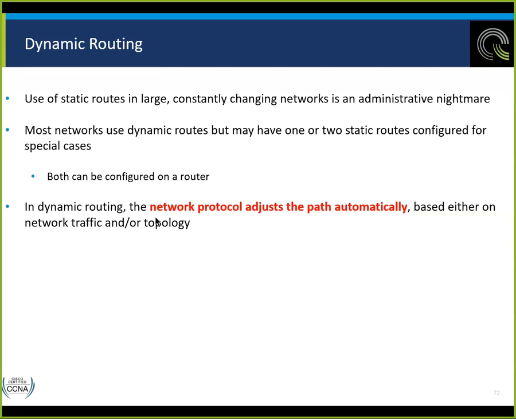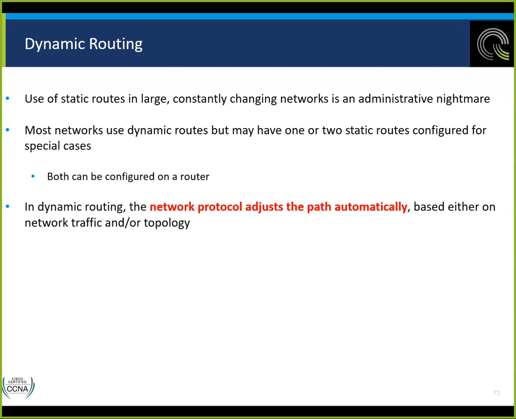Dynamic routing, the network protocols adjust the path automatically. Big advantage here, we don't have to worry about it. If something goes down, if we have an issue with something else, or we just move things around, it'll automatically figure it out, and they will share the information with each other, and the network configurations will then be corrected automatically. We don't have to worry about going in and changing the routes on 14 different routers based on either the network traffic or the topology.